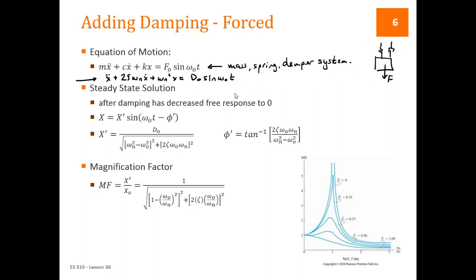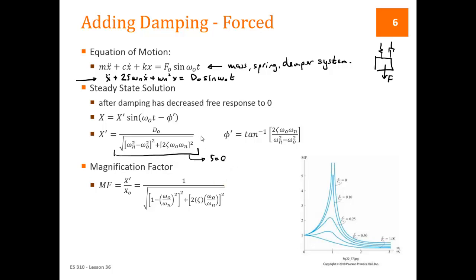Alright, so for the steady state solution, we ignore the free part. Damping has decreased the free part to 0, so we're only interested in the forced part. Its solution is going to be x is equal to some coefficient, x prime, times the sine of omega t minus phi prime. X prime is given by this expression. Notice this reduces to what we had last time if zeta is equal to 0.